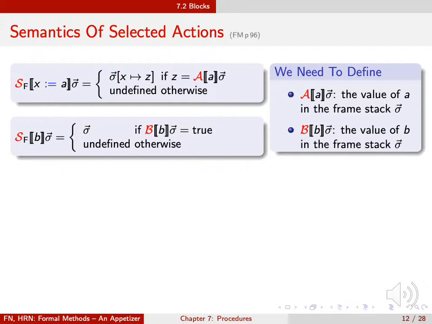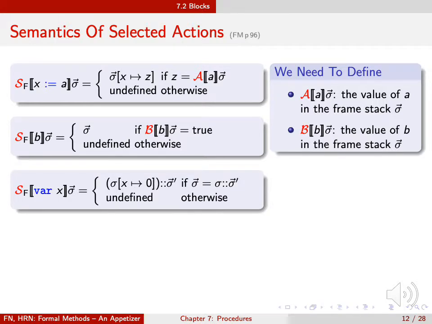We are now ready to define the semantics of selected actions. For assignment, we compute the value of the arithmetic expression, assuming that we have adapted the semantic function to the new memory model, and then use our new update operation to perform the update. Similarly, for Boolean expressions, the function is undefined unless the Boolean condition evaluates to true, assuming again that we have adapted our semantic function to the new memory model. Note how the declaration of variables differs from an assignment in that an entry is created in the top frame.